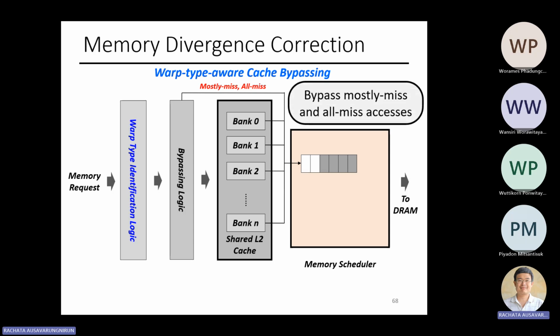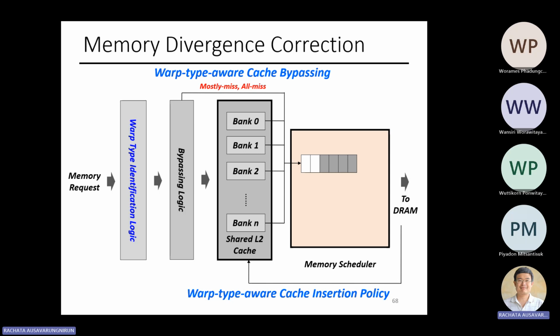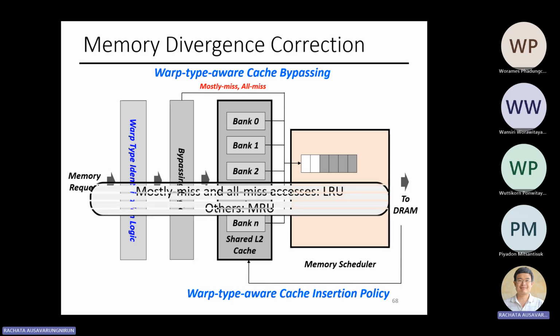The second thing is, when you have data coming into the cache, we will insert it by deprioritizing the mostly miss and all miss, putting them in the LRU position. The only case where they're going to stay there is if you have reuse right away. So if it's a popular address, it will stay there. If it's not a popular address, it will get kicked out right away. For other types, MRU like normal, so it stays there for longer.